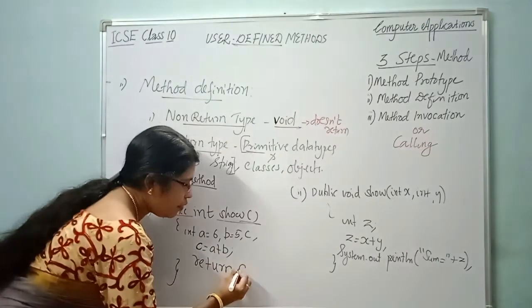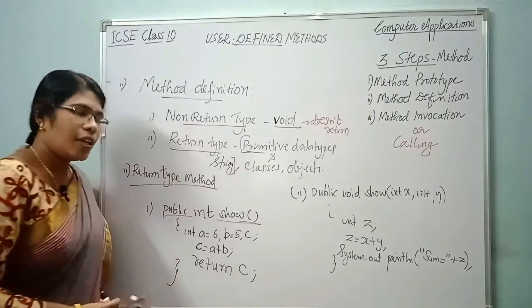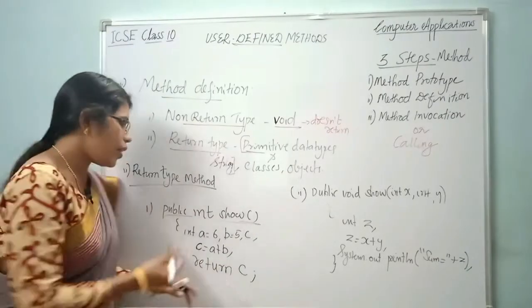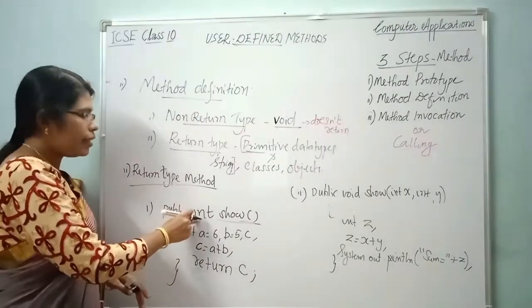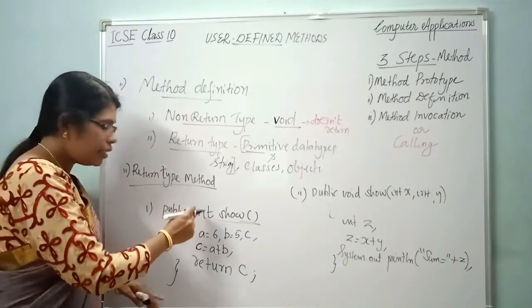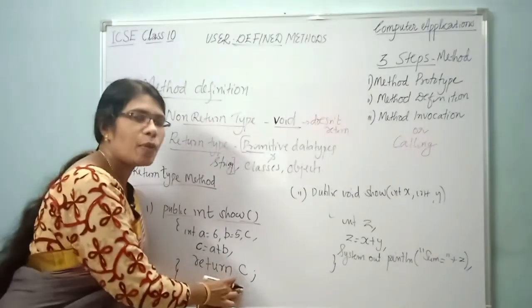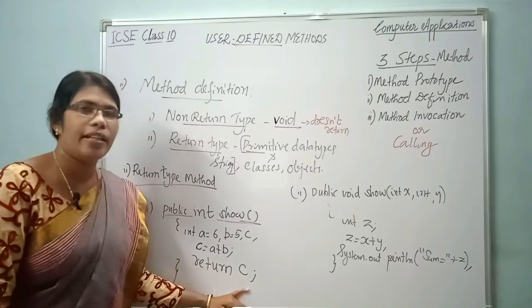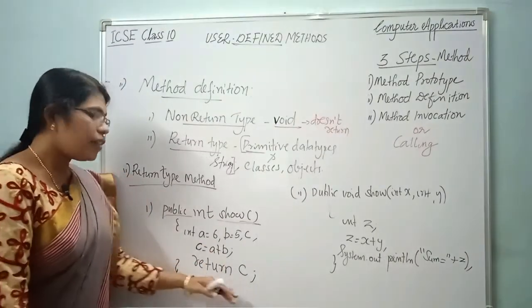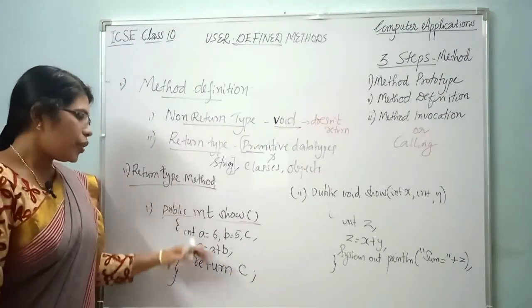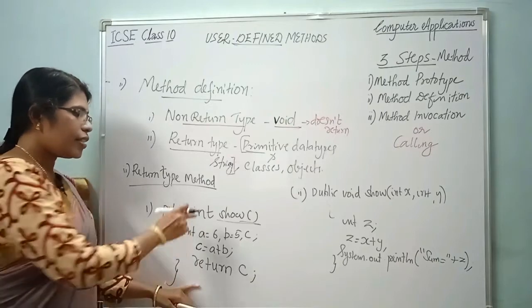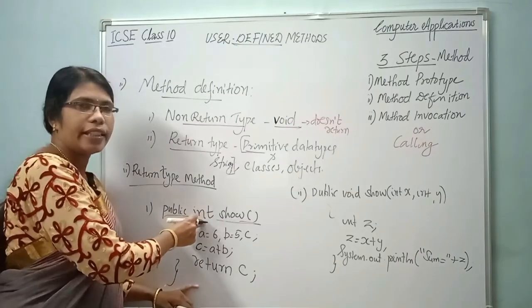So we will write the variable return C. So this is the return statement. When we are considering any return type method, it has to return the corresponding data value, with the value or the variable. So here in this method definition, instead of void, we have changed to integer.